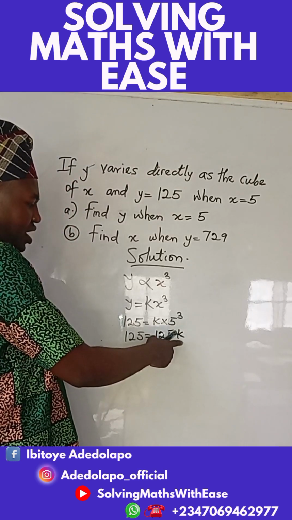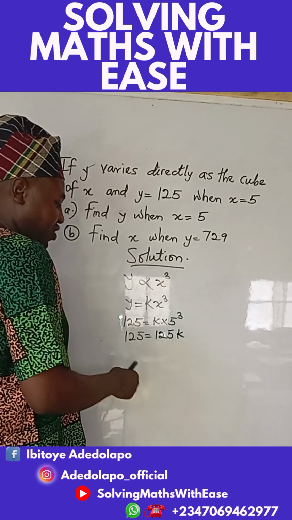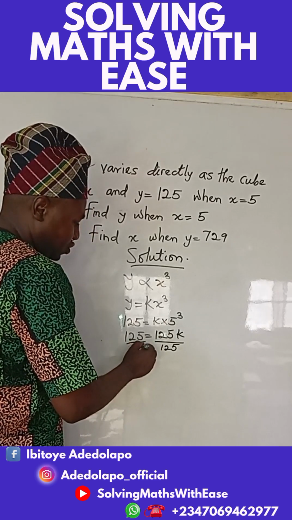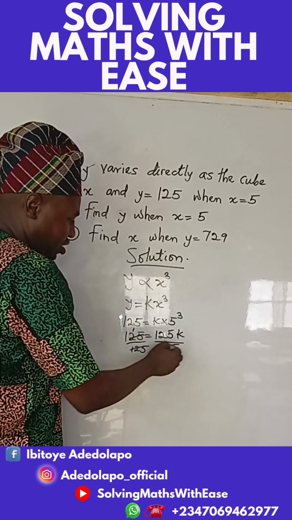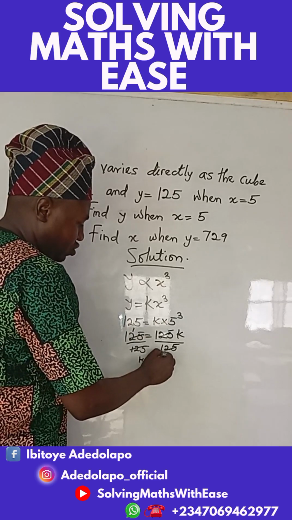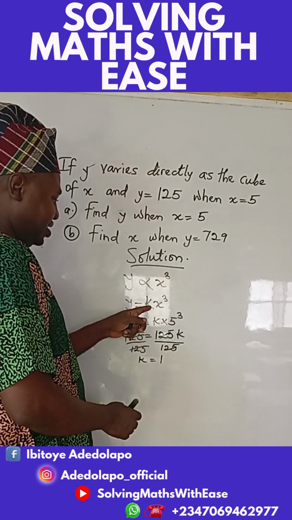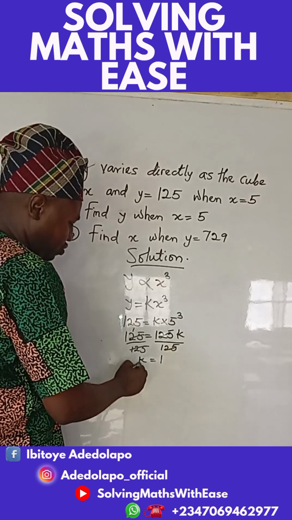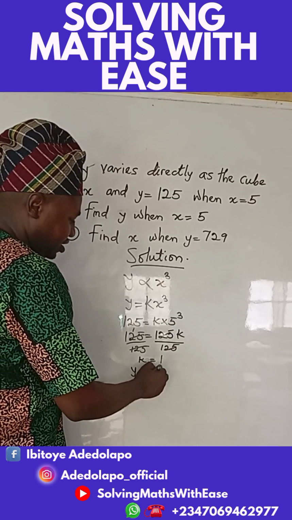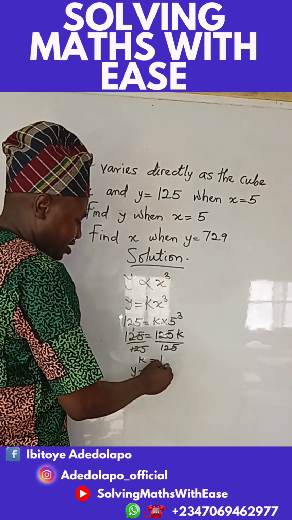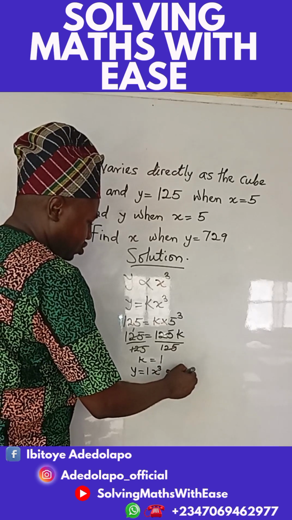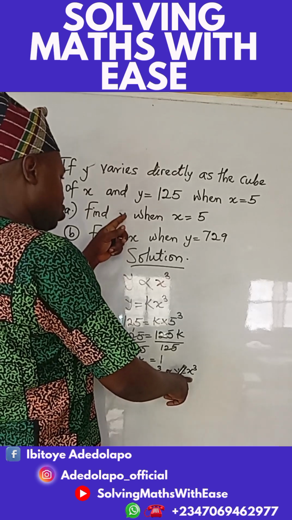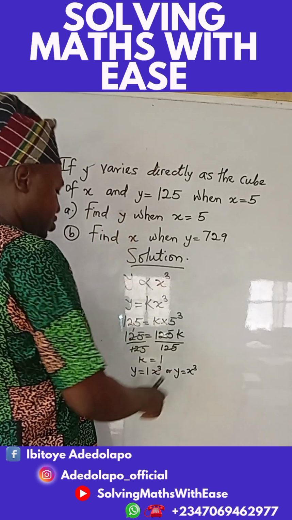So we have 125k. We have to divide both sides by the coefficient of k, which is 125. This will cancel this, remaining 1 here. So that means k equals 1. Now go back and replace k with 1 in the equation we have here. That will be y equals 1x raised to power 3, or simply y equals x raised to power 3. So this is the connecting formula that we are going to use in solving these questions.